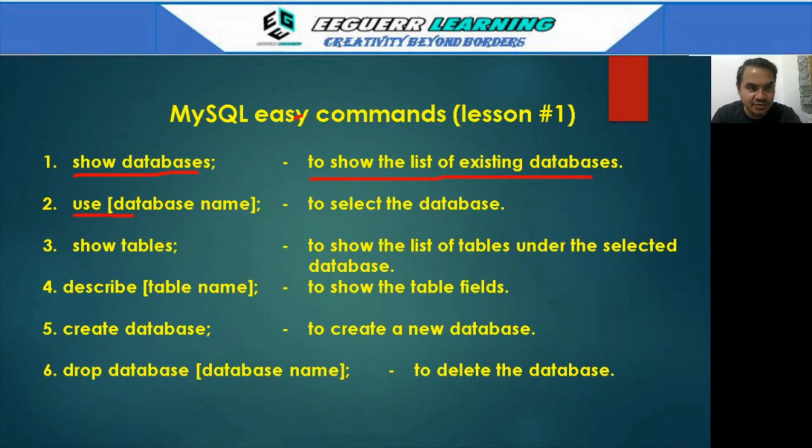Number 2 is use and the database name. This is to select the database. Number 3 is show tables. This is to show the list of tables under the selected database. Number 4 command is describe and the table name. This is to show the table fields.